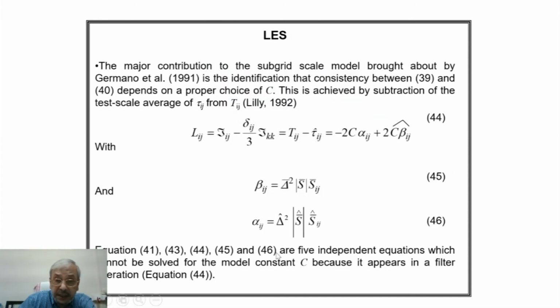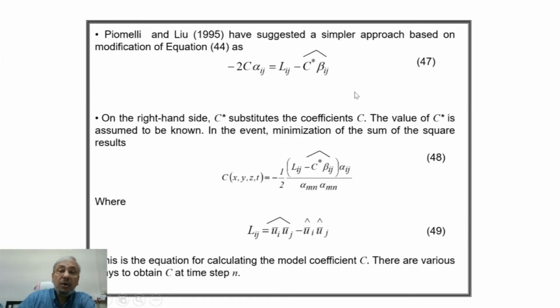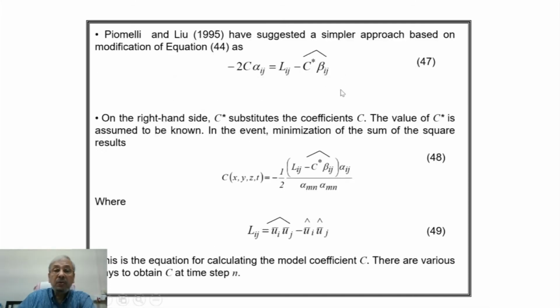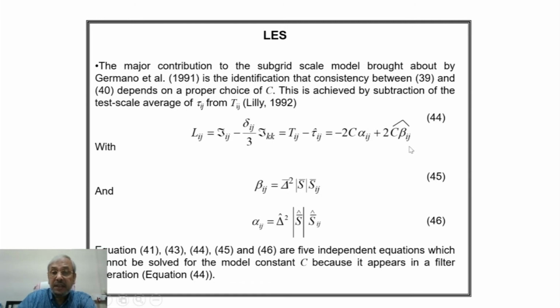44, 45 and 46 are 5 independent equations which cannot be solved for the model constant C because it appears in a filter operation in equation 44. So what we get is minus twice alpha ij equal to Lij minus twice C alpha ij plus twice C beta ij with the circumflex. Now this averaging is because this is unknown. C is unknown to be determined. So this is a very, very difficult situation.